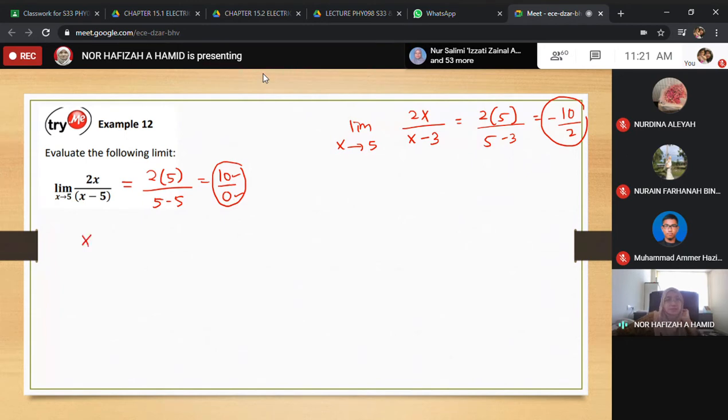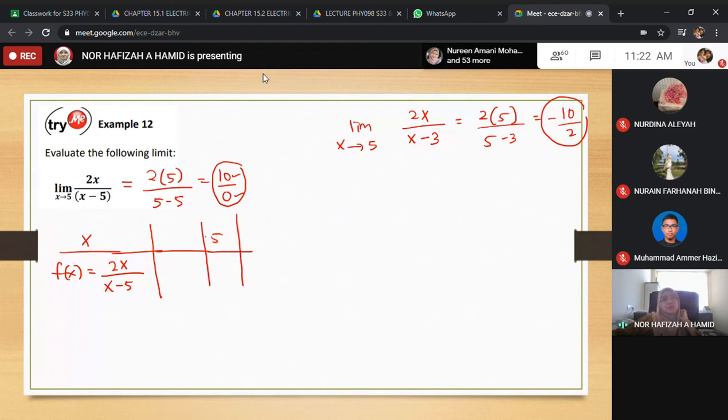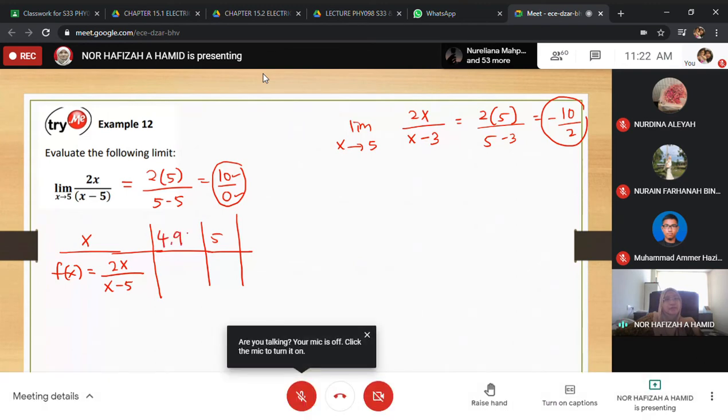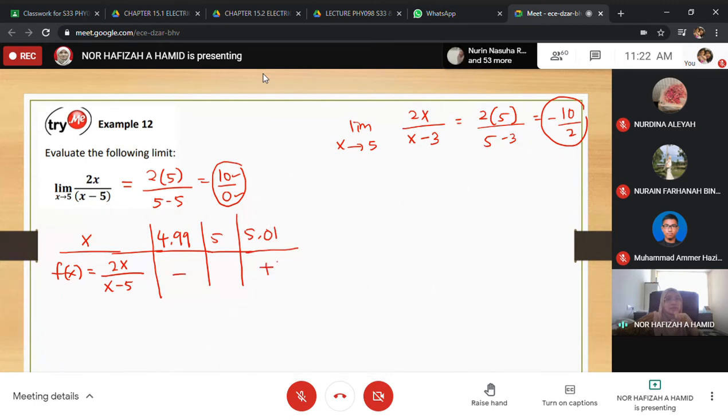So you proceed lah, you buat table. So you nak determine cases dia mana satu. Okay. So you have 2x over x minus 5. Okay. So center the 5. Lepas tu you choose less than 5. For example, 4.99. And greater than 5, 5.01. Okay. So substitute into fx. So you have negative and this one is positive.